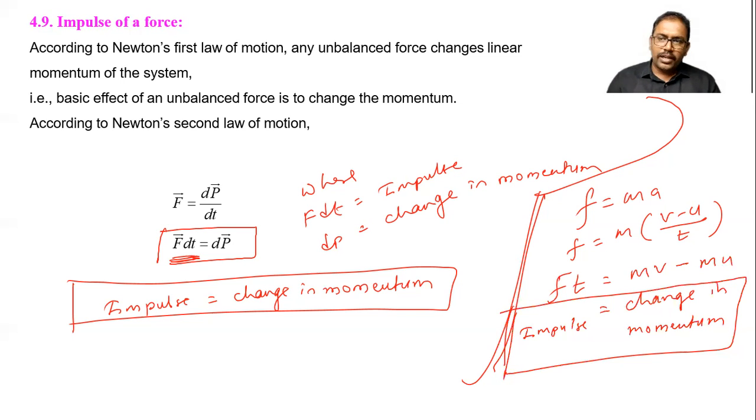So you already learned in chapter number 1, dimensional analysis. The impulse and momentum have the same dimension. The reason is this.